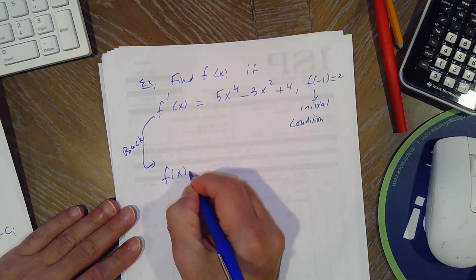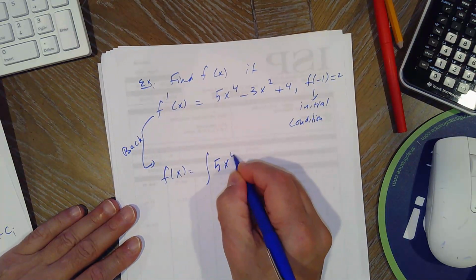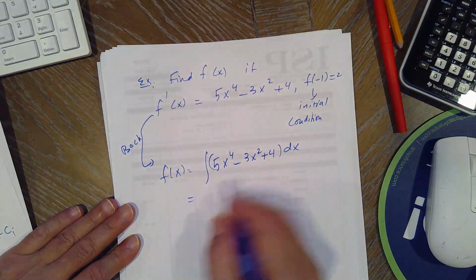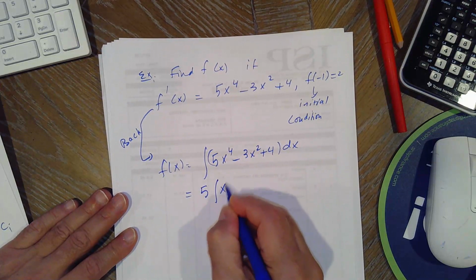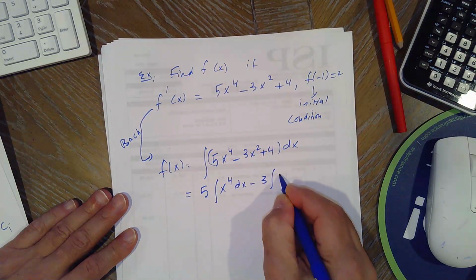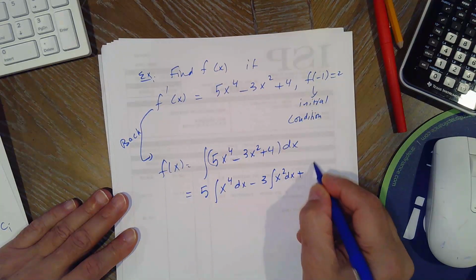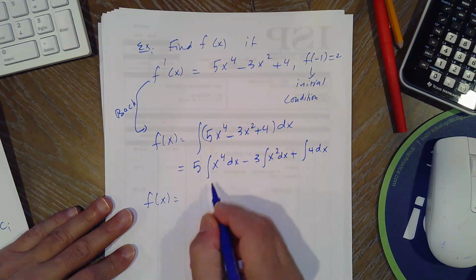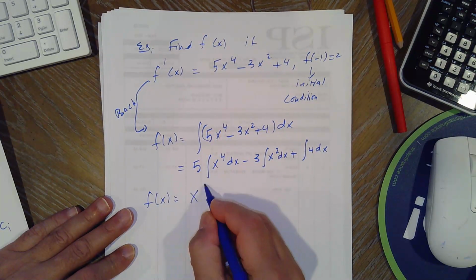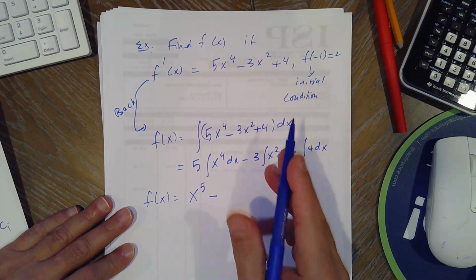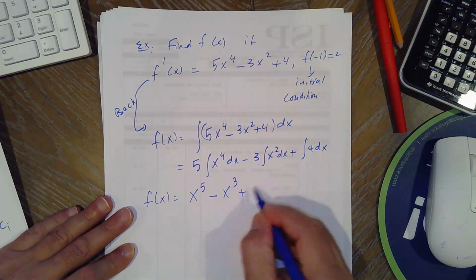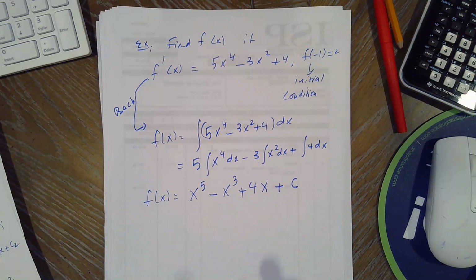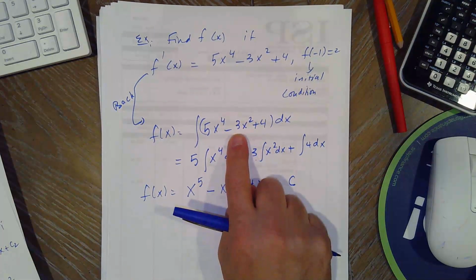So f of x is integral of 5x to the 4 minus 3x squared plus 4 dx. Split it up and pull the constant out. Minus 3 integral of x squared dx plus integral of 4 dx. So f of x is 5x to the 5 over 5, which is x to the 5, minus 3x cubed over 3, which is x cubed, plus 4x plus c. And this gives me every function whose derivative is the original function.